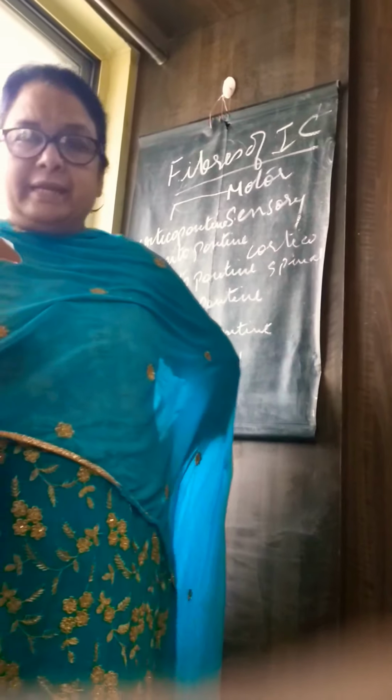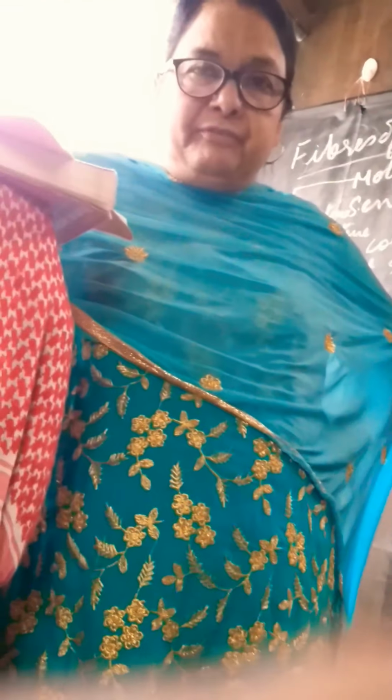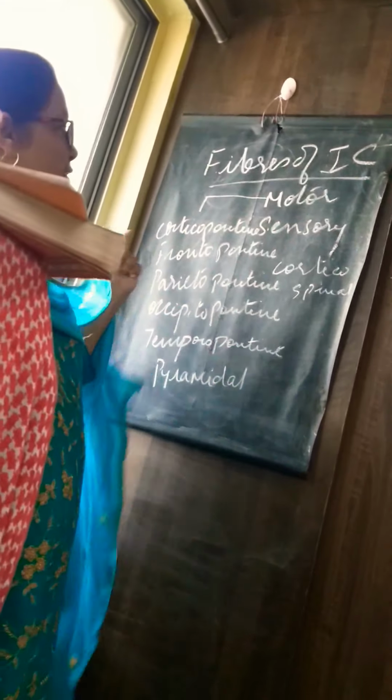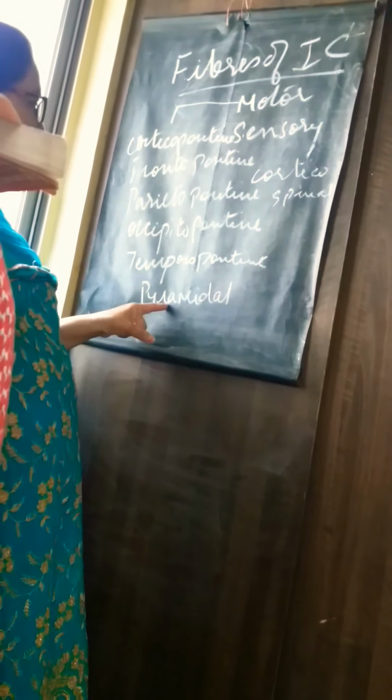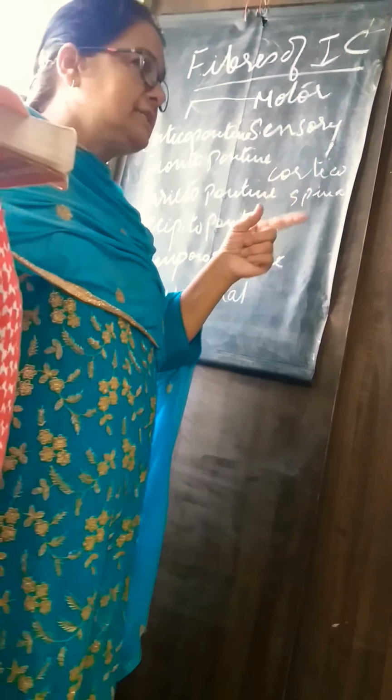So in the corticospinal connection you have the connection of the muscles of head, neck and face, where the fibers are present in the genu, and the connection of the upper limb and lower limb is with the posterior limb. It is also extrapyramidal in connection. So these are the motor connections. You are supposed to know the names: corticopontine, frontopontine, parietopontine, occipitopontine, temporopontine, pyramidal, corticospinal, extrapyramidal.